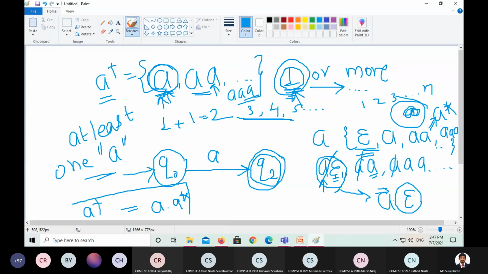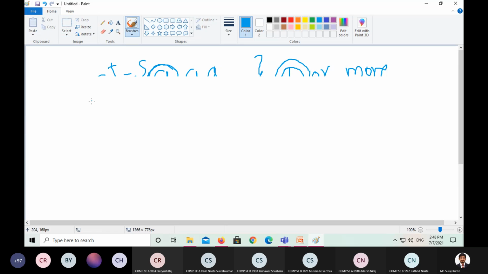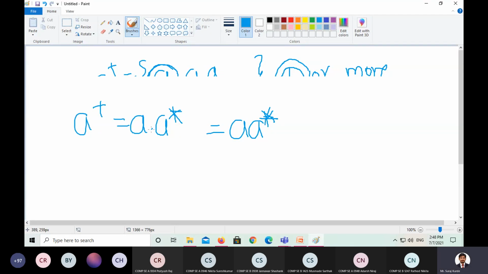Remember this one. A plus is written as A dot A star. This dot means concatenation. We are not going to write the dot, it means concatenation, or it can be written as AA star. This dot does not get accepted as an input. It is just for understanding. This dot means concatenation, that's it. So A star, this is what A plus is.